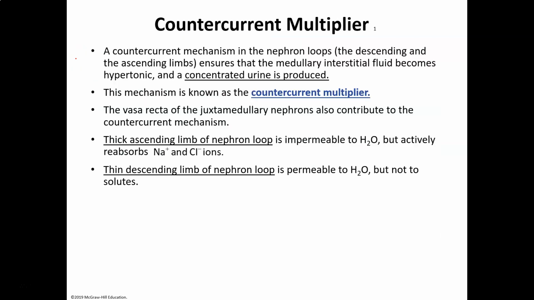All right. Now you have this thing called a countercurrent multiplier. Yeah, this is just a big fancy term for a special way that the nephron loop, or the loop of Henle, helps to concentrate urine. The whole mechanism, the whole thing is referred to as a countercurrent multiplier.